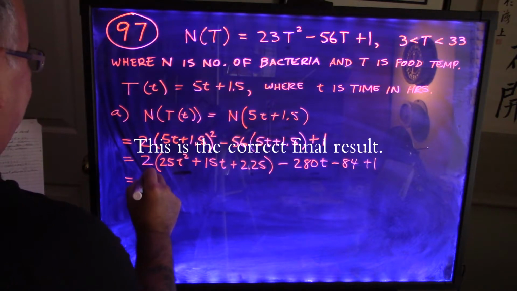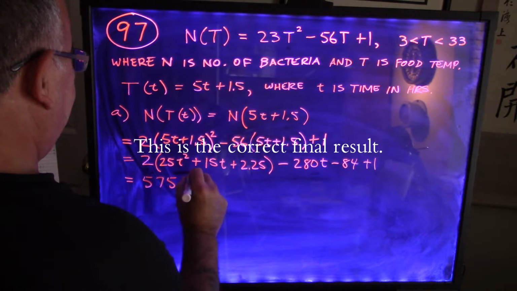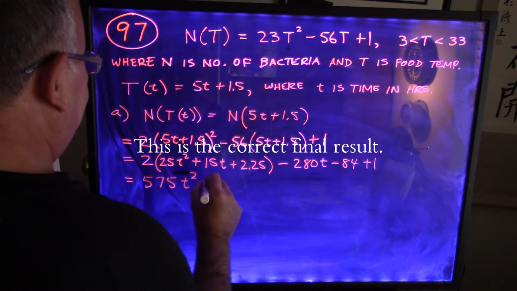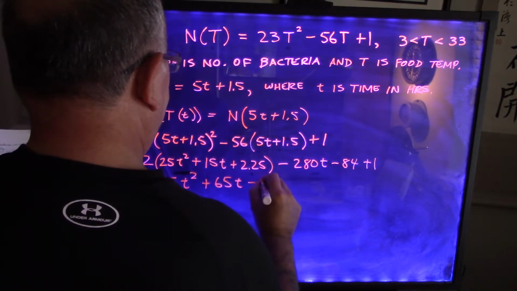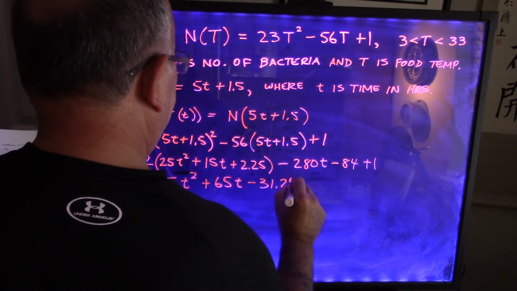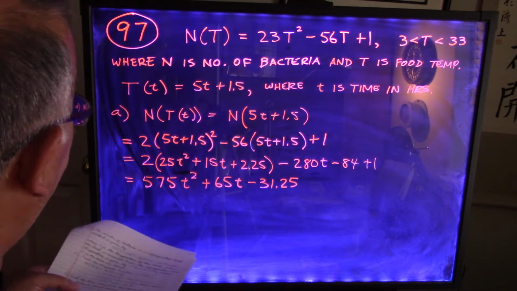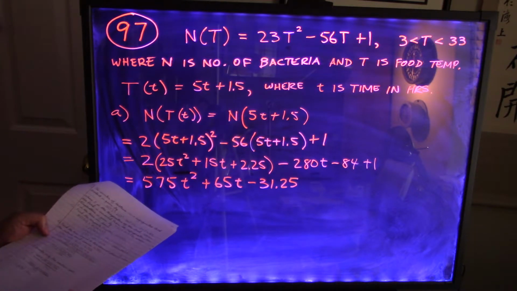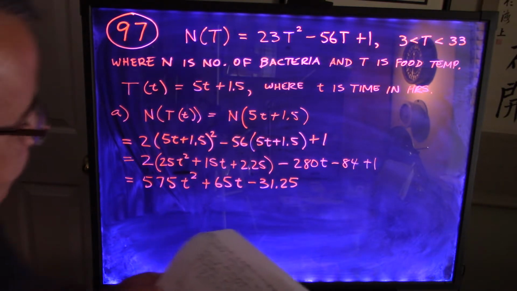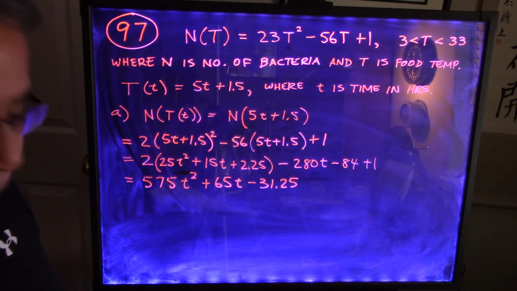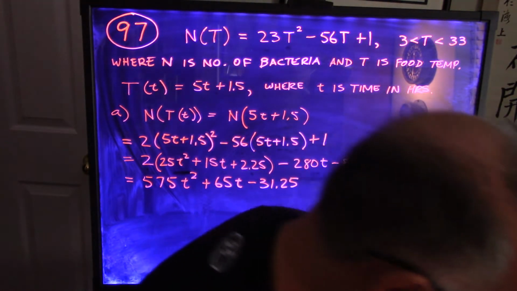So you're going to get 575t squared plus 65t minus 31.25. Alright, well that's the answer then for part A. I'm going to have to make some room here for part B, so let me erase part A quickly here.